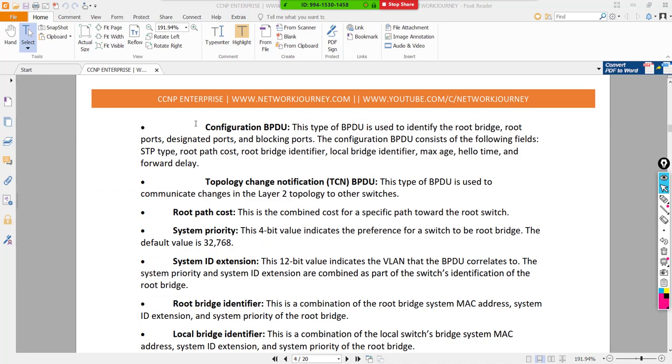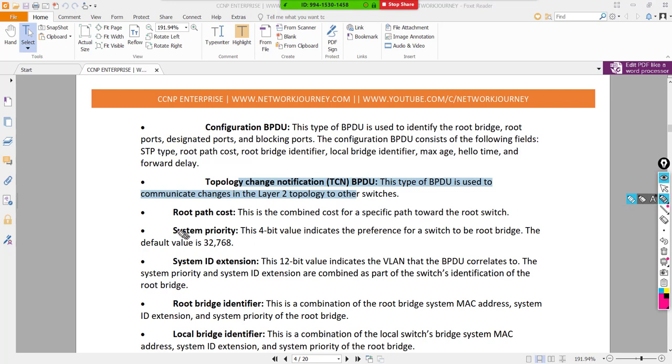As I told you, there are two types of BPDUs: configuration BPDU and TCN. Configuration deals with the initial basic things like STP type, root cost, the local bridge identifier, hello timer, all those things. What is TCN? Whenever in future there is a topology change, if you add an extra switch or remove one, there will be updated packets, right? That is taken care of by TCN packets.